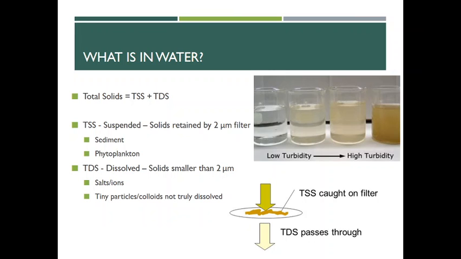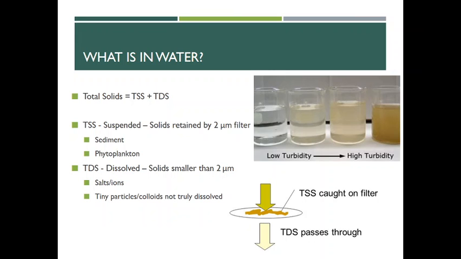Okay. Now, there's smaller stuff there that is the dissolved stuff. These are small things that will pass through that 2-micron filter, like salts and ions, which are truly dissolved. Colloids and really, really tiny particles aren't truly dissolved, but we have to cut a line somewhere, so we just use that 2-micron filter.